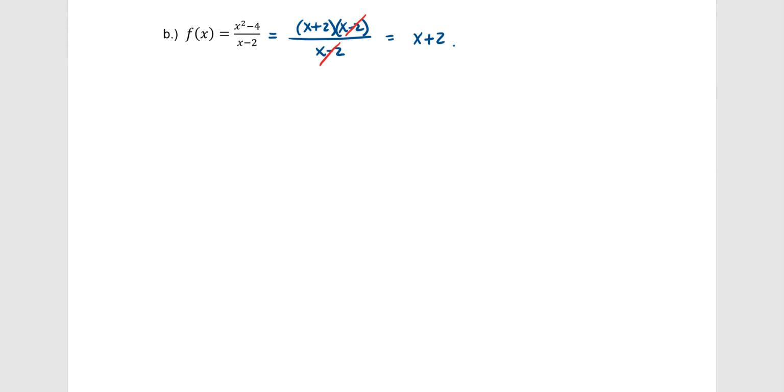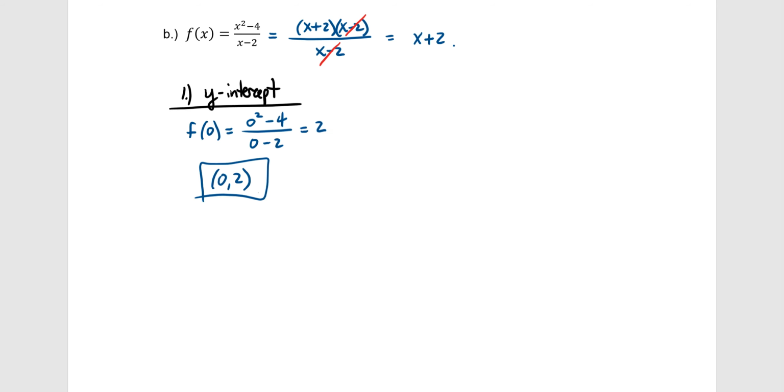So what we should recognize here is that our graph is going to look like the graph of x plus 2, which is linear, so we should know how to graph that, except it's going to have a hole when x minus 2 equals 0. I'll run through this one pretty quickly.